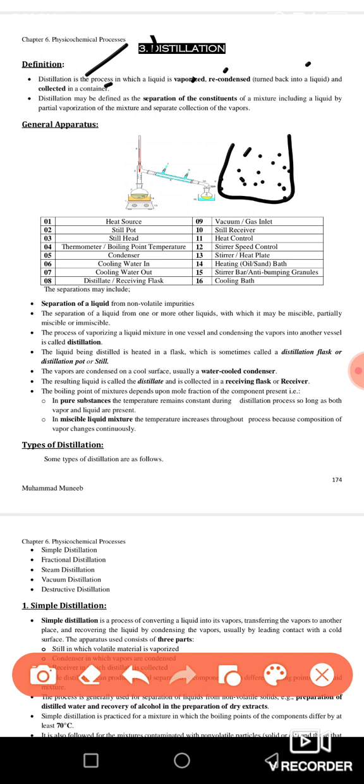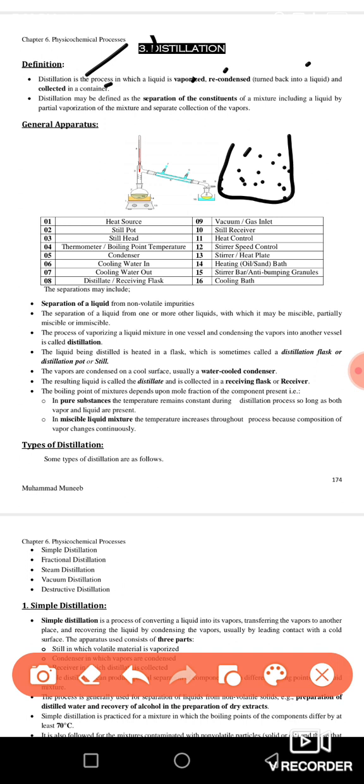By what? First it is doing the vaporization. Okay, by vaporization all the useful compounds are going to be vaporized, and your impurities are not going to vaporize. Okay, so then after vaporization you again condense it, and after condensation you again collect it in the form of liquid, and you get the pure form of the compound, which is your desired compound.